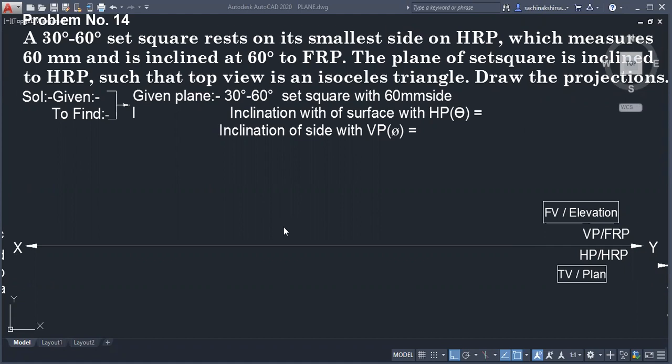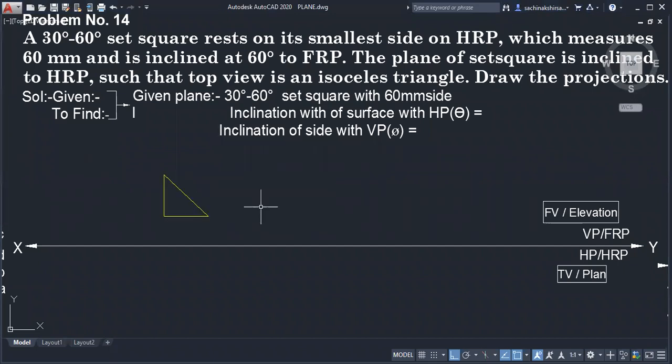Set square, are you knowing set square? Where it is and for what purpose we generally use it? Set squares are something like this, triangular: 45, 45, 90, or 30, 60, 90. To draw the perpendicular, correct. Only perpendicular, or can we draw parallel lines also? Actually, set squares are used to draw parallel and perpendicular lines. Maybe your geometry teacher might have told you how to use it.